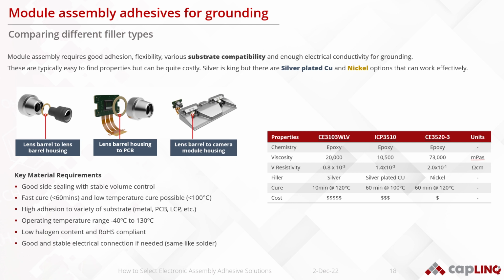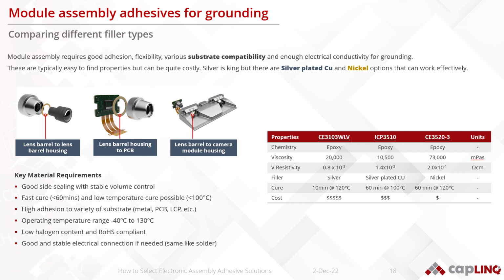So what would be the main requirements of these materials? Well, you want a good sealing, you want a stable volume control as well, you want a low temperature but fast curing material, you want a high adhesion to a multitude of different substrates, you want a good operating window between, for instance, -40 and 130 degrees, you want some good stable electrical connection as well, and the best option, generally speaking, is a silver filled material. However, the silver filled material is also the most expensive option of the bunch.